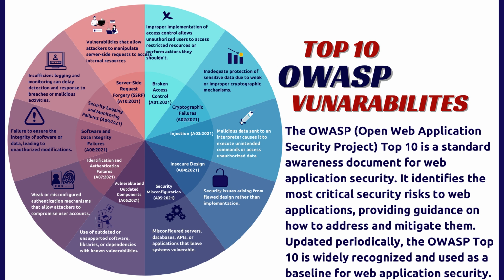We have number 9, which is the A09:2021, security logging and monitoring failures. What's its description? Insufficient logging and monitoring can delay detection and response to breaches or malicious activity. We have number 10, which is the A10:2021, server-side request forgery. What's its description? Vulnerabilities that allow attackers to manipulate server-side requests to access internal resources.